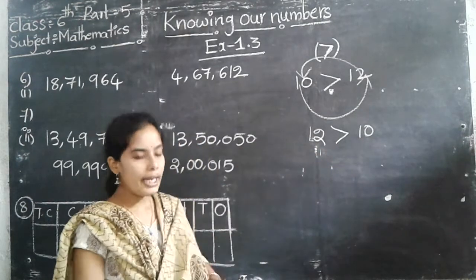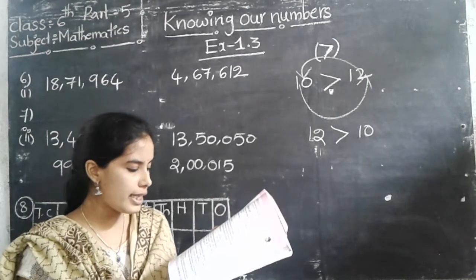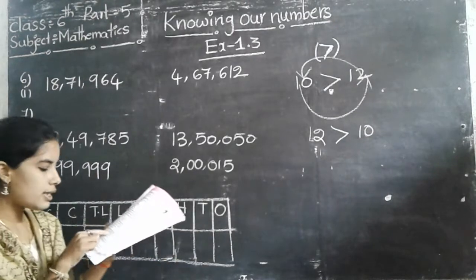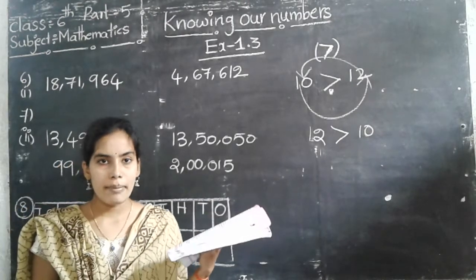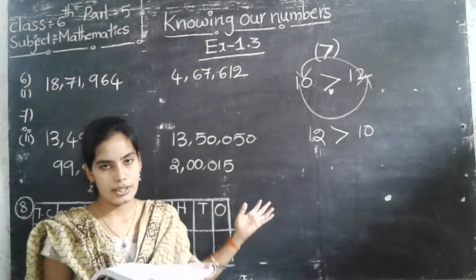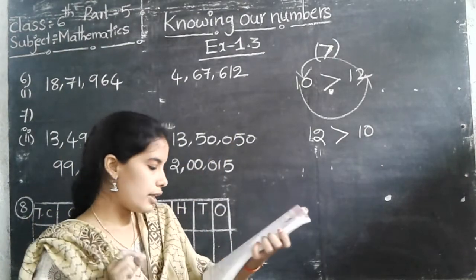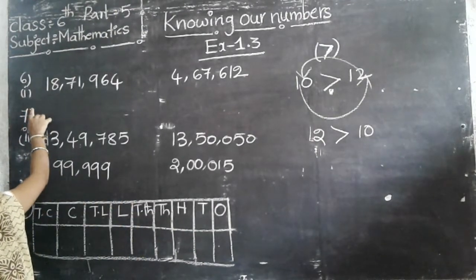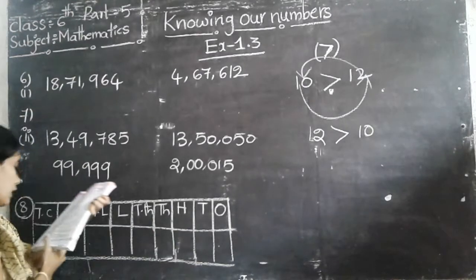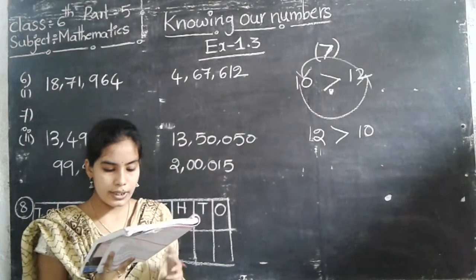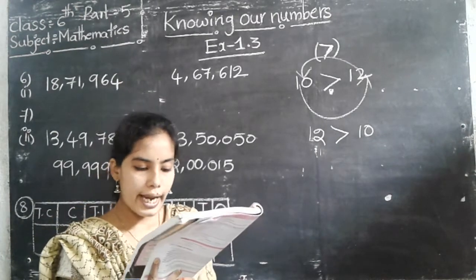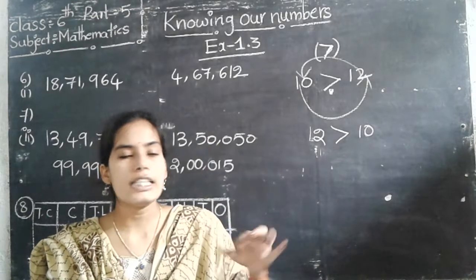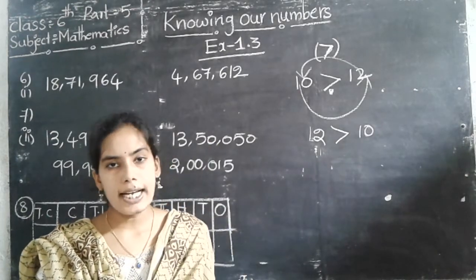In the same way, in the sixth bit, which is larger among these two, use the greater than symbol. In these two numbers, we want compulsory the greater than symbol, so change the numbers as you wish. In the first one, 4,67,612 or 18,64,000 or 71,964, if you write as it is, we do not get the greater than symbol.